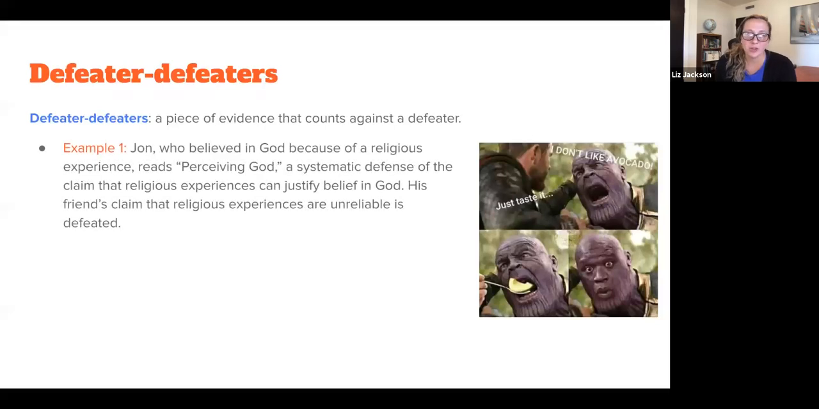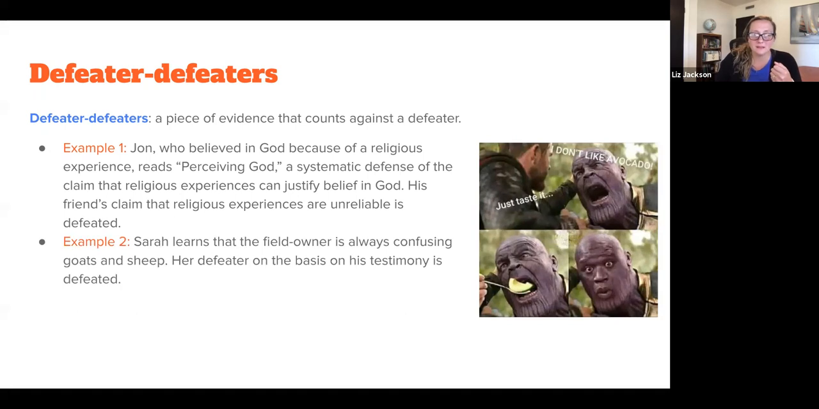Okay, so remember John believed in God. Then John hears from a reliable friend, let's say, that religious experience isn't a good basis for believing in God. And that's John's main reason for believing in God. So John gets a defeater for his belief in God. Then let's say John reads Perceiving God, which is a systematic defense of the view that religious experiences can justify his belief in God. Then his friend's claim that religious experiences are unreliable is defeated because John has read this long technical systematic defense of this claim that religious experiences can justify belief in God. So John has a defeater defeater.